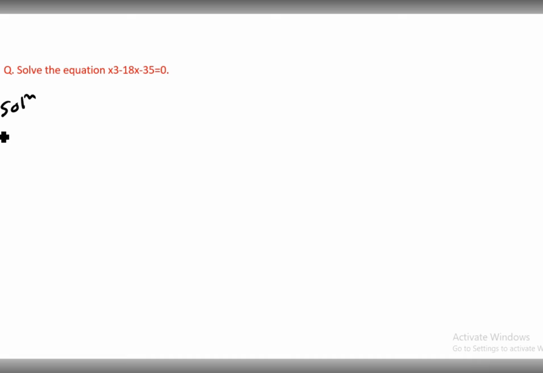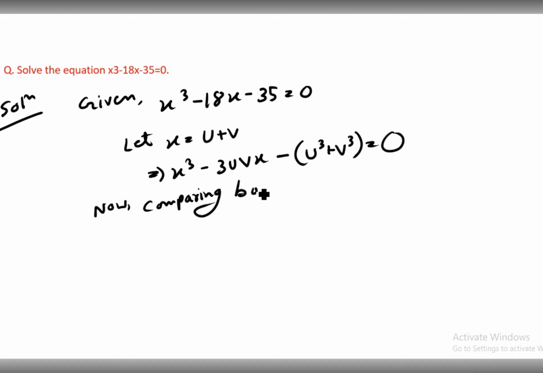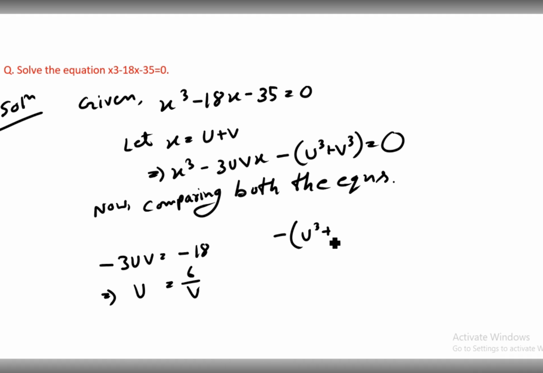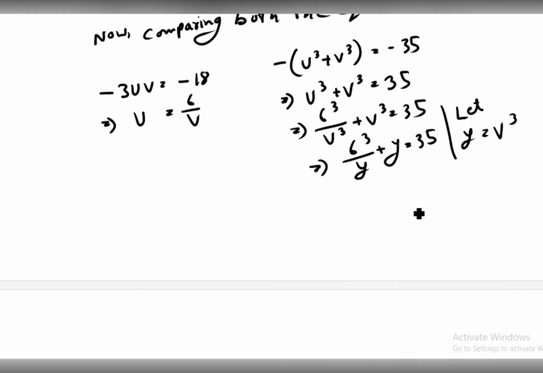So now let us solve a problem. x³ − 8x − 35 = 0. Let x = u + v, so we can put this. Now comparing both the equations, we will get −3uv = −8, so u = 8/(3v), and u³ + v³ = 35. If we put the value of u here, we will get this.